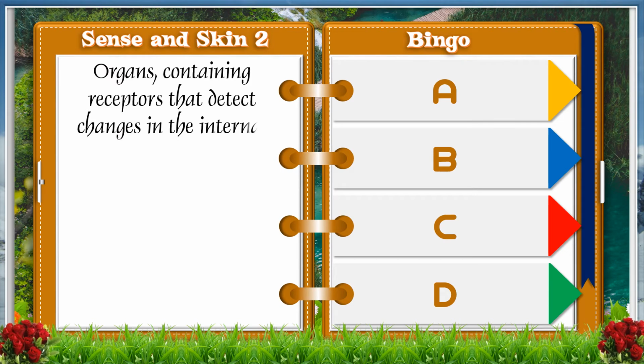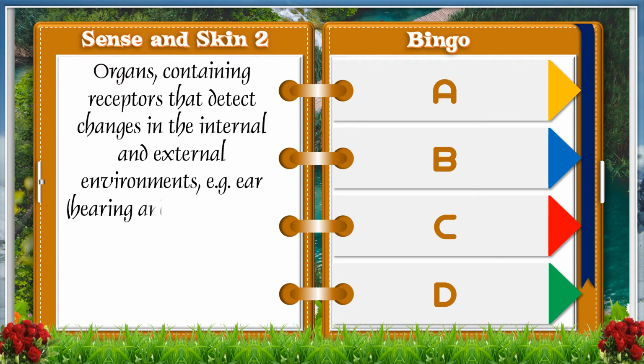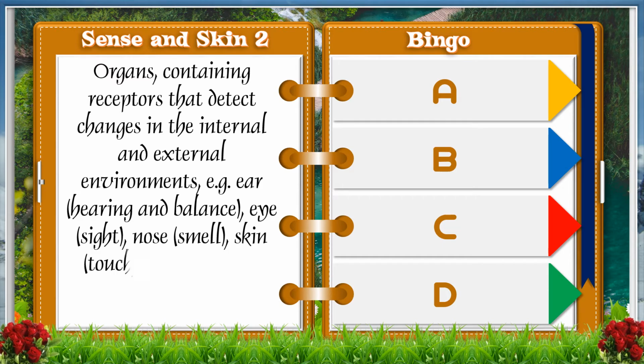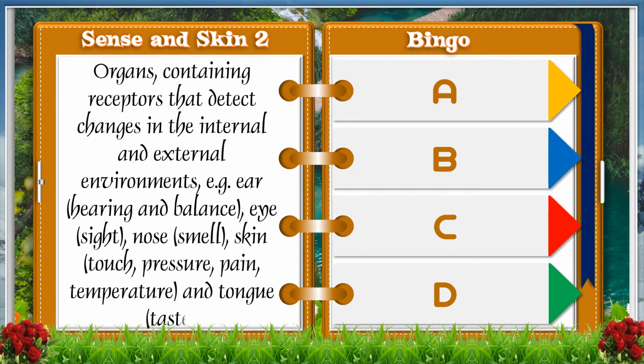Organs containing receptors that detect changes in the internal and external environments. For example, ear, hearing and balance; eye, for sight; nose, for smell; skin, touch, pressure, pain, temperature; and the tongue for taste.